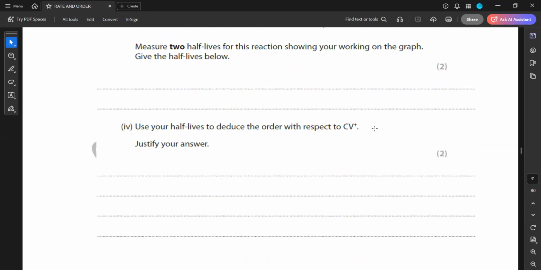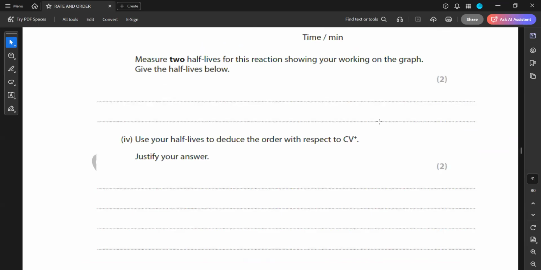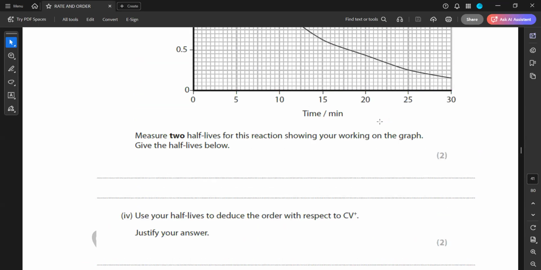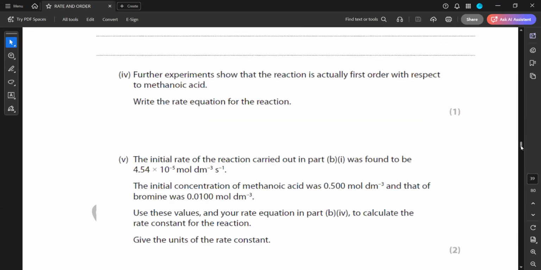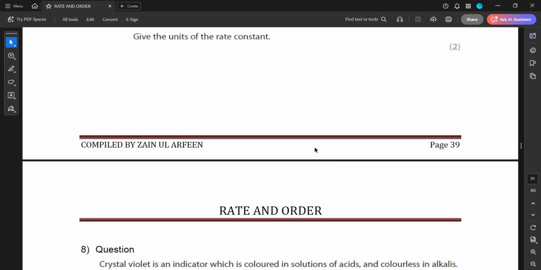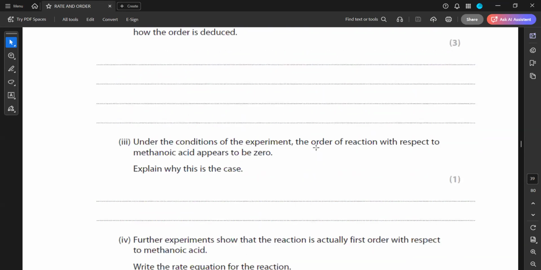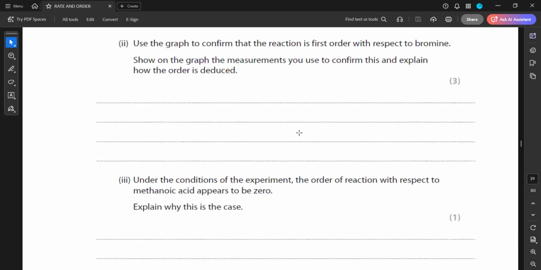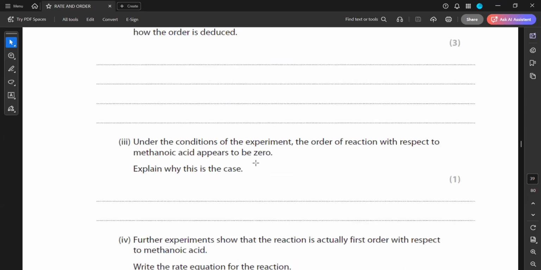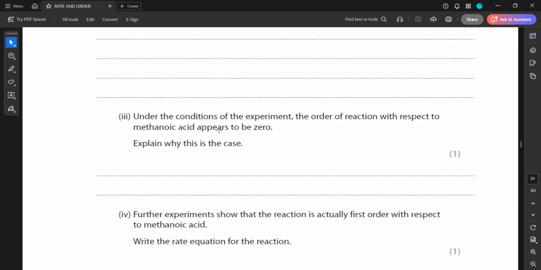Then use your half-life, deduce the order with respect to... sorry, we jump to the next question. This is question 7 we were doing. Yeah, this part we did, part 3.